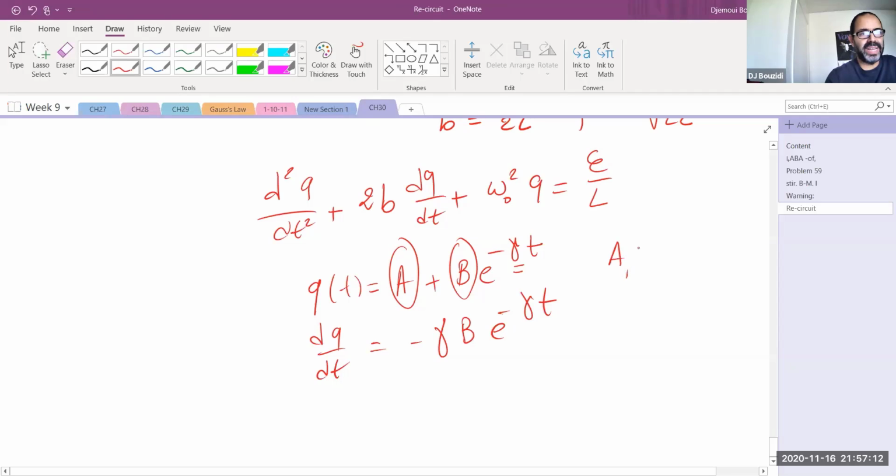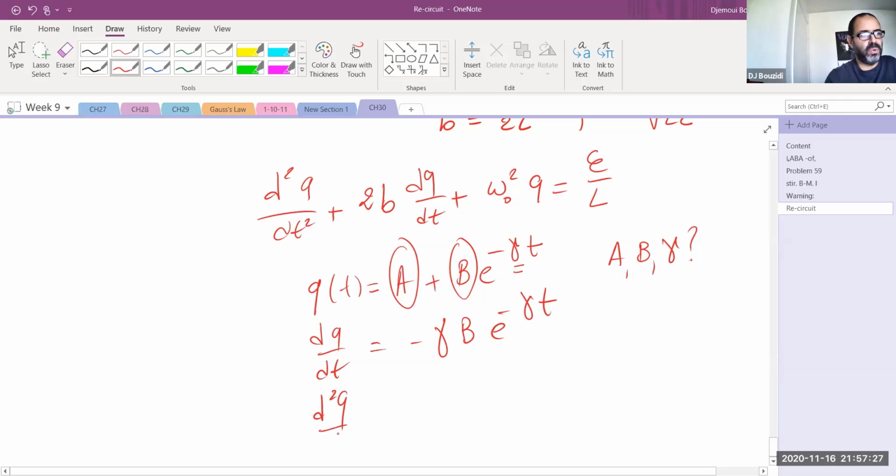The goal in here is to find A and B in gamma. If I find them, I have found the solution. That's basically what it is. So what I'm going to do now, assuming that there is a solution of this form, I'm going to take its derivative and see if it fits the plan.